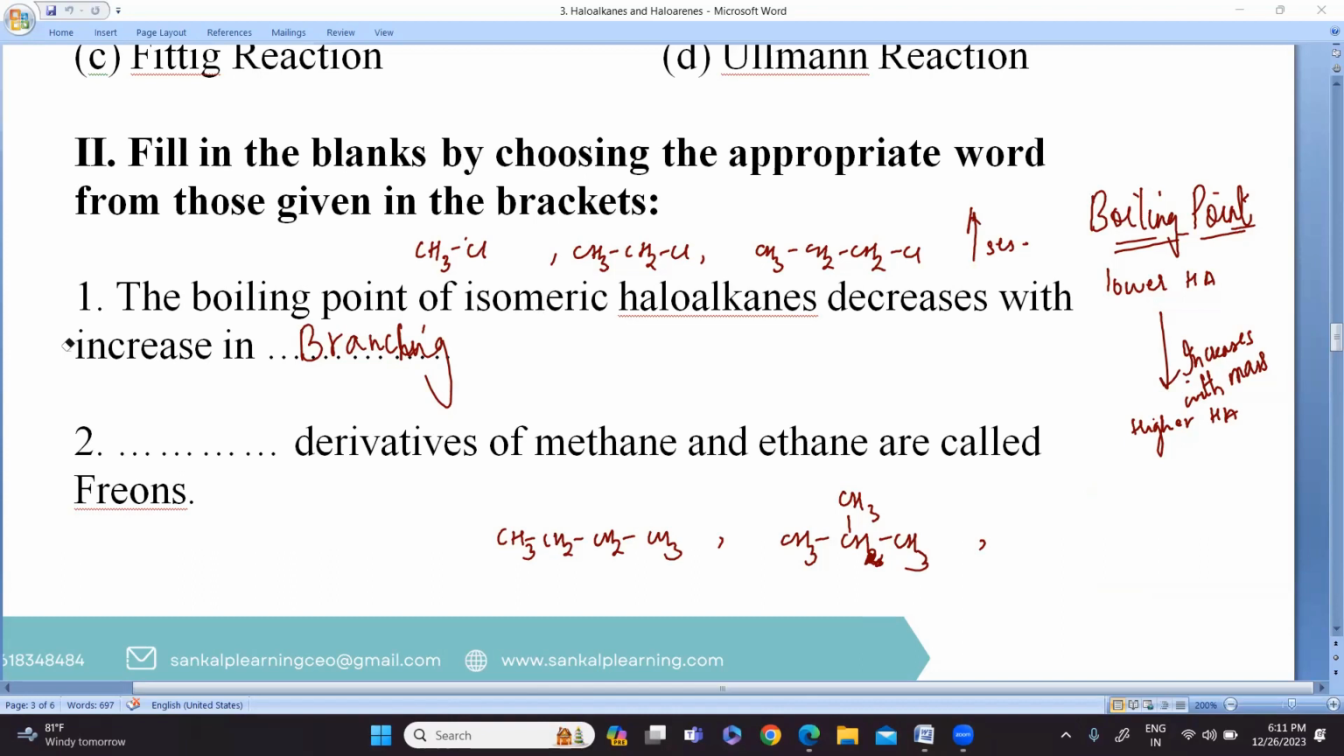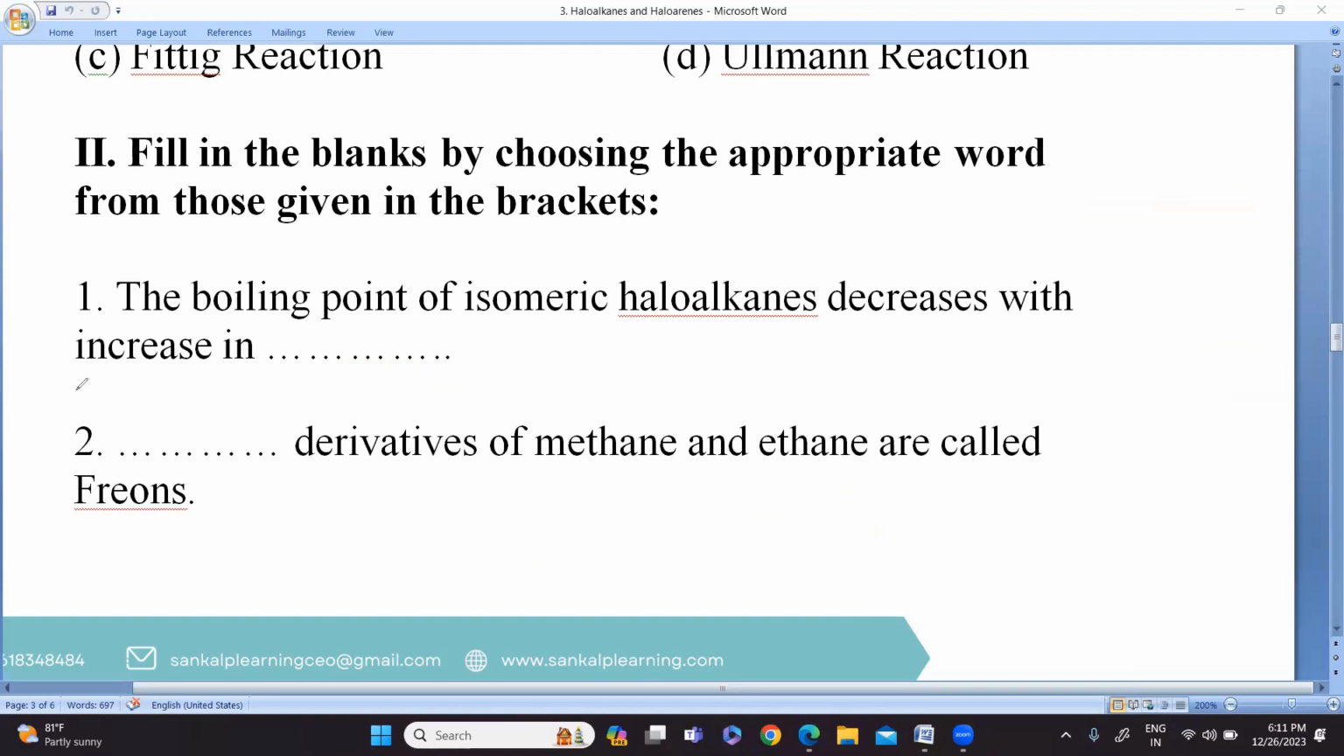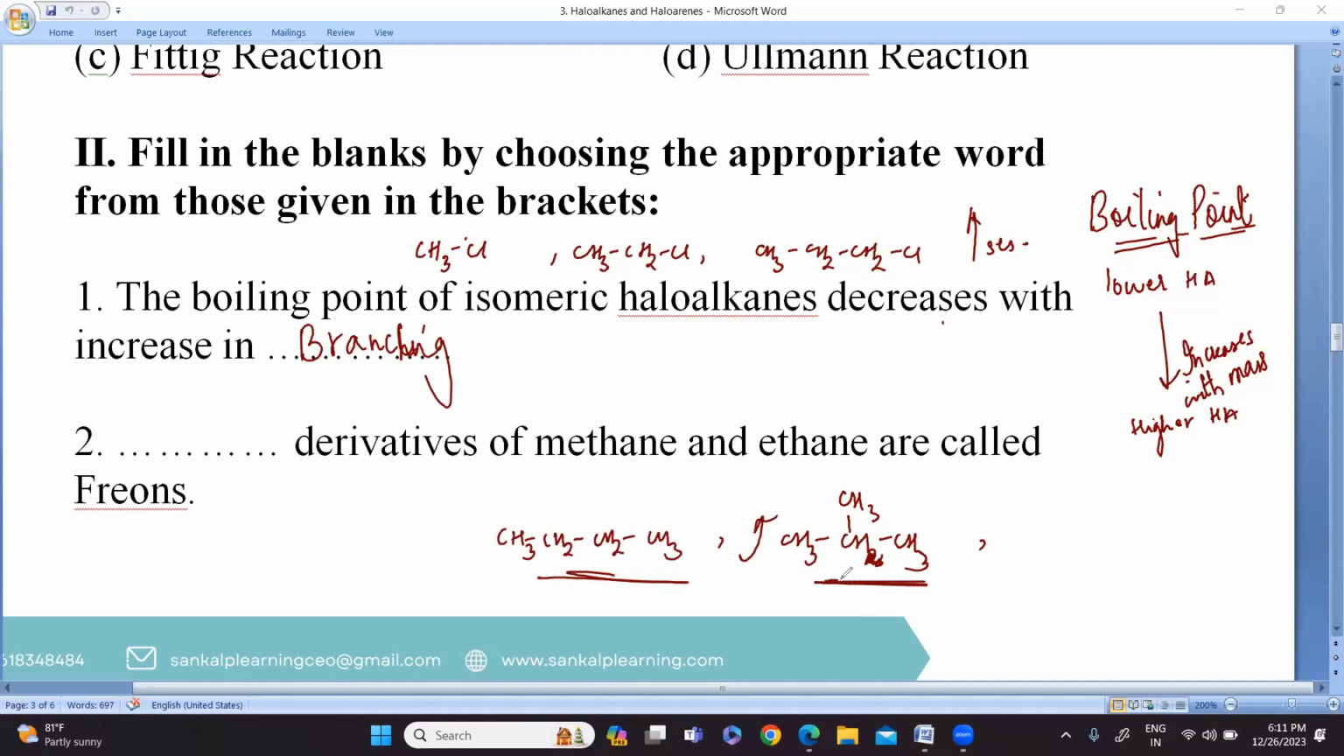Then the boiling point of these isomeric haloalkanes will decrease with increasing branches. As your branching increases, the boiling point goes on decreasing. When we consider the straight chain compound and the branched compound, the branched chain compound will have a lower boiling point, and in the straight chain compound, the boiling point will be higher. So this is the answer.